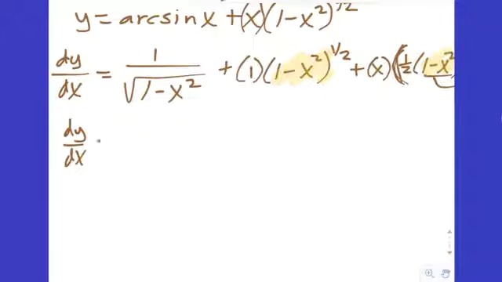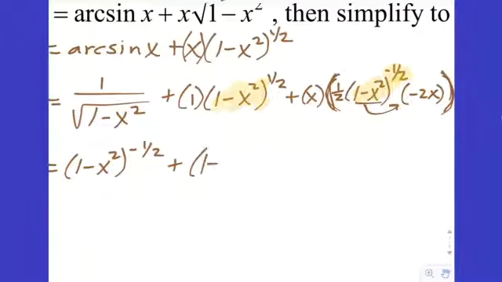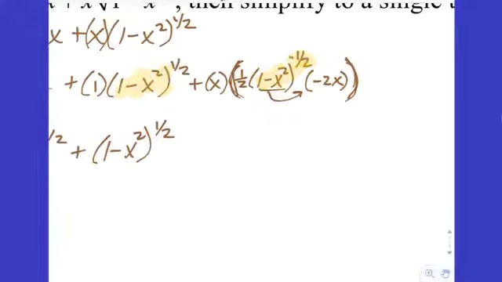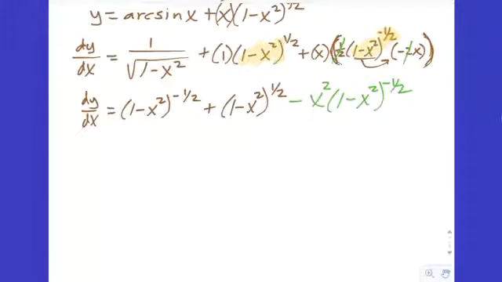So we got dy dx equals, that'll be 1 minus x squared to the negative 1/2 plus 1 minus x squared to the positive 1/2. And then this last term needs some serious help. The 1/2 and the 2's divide out, and we're left with a minus x squared times 1 minus x squared to the negative 1/2. All right, now it says to combine into a single term. I have 3 terms. Are they like terms? They're not like terms. But I can factor out least powers, which is what we're going to do.